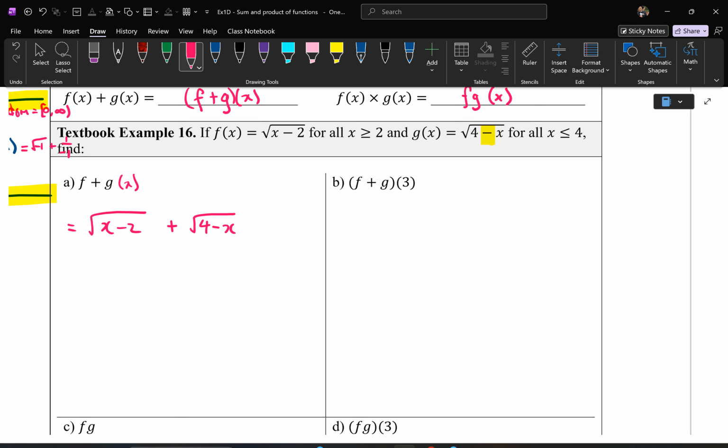Question is, you can't just write your answer like that. Because remember, for it to exist, we have to look at the common domain. So this one said x is greater than or equal to 2, and this is saying x is less than or equal to 4. So what's the domain for this graph? Because you have to define it. You can't just write the function without defining the domain. What would work?